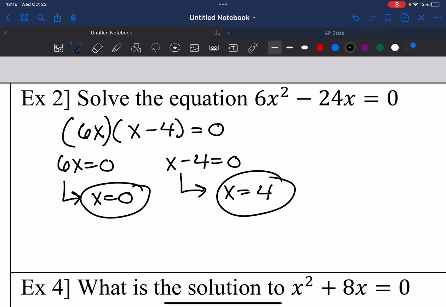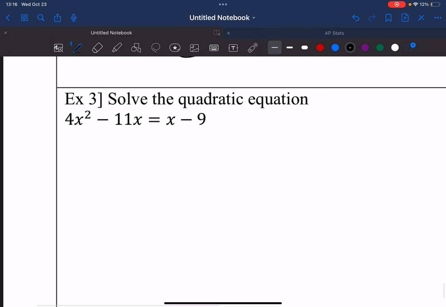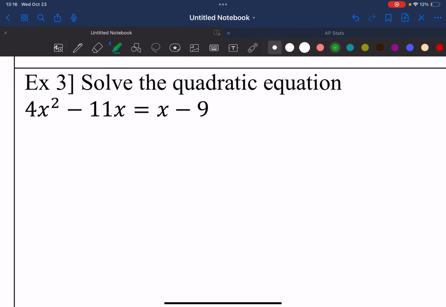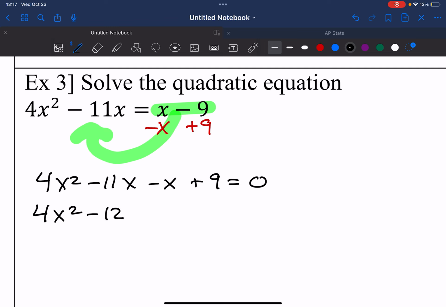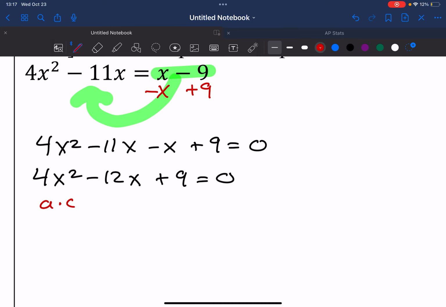Let's look at number 3. Number 3, notice how this is not in standard form. So I have to take everything that's on the right and I need to move it over to the left side because this has to equal 0. So that means I'm subtracting x and adding 9. So I have 4x squared minus 11x minus x plus 9 equals 0, which simplifies to 4x squared minus 12x plus 9 equals 0. Then I do my a times c, which is 4 times 9, which is 36.